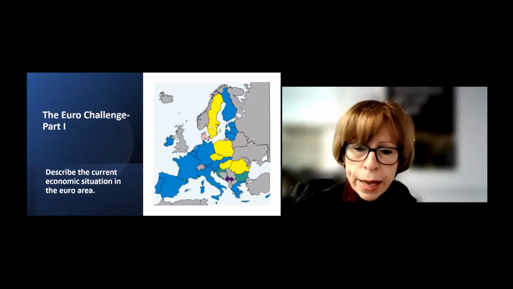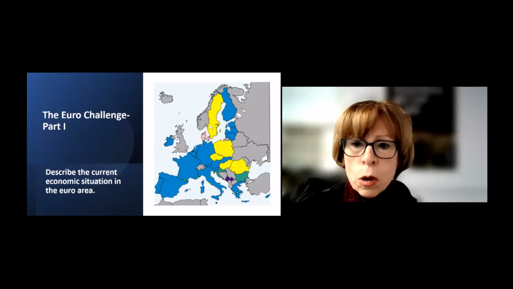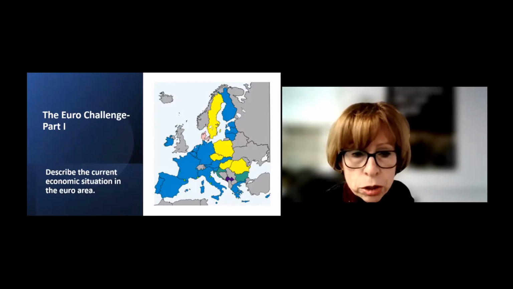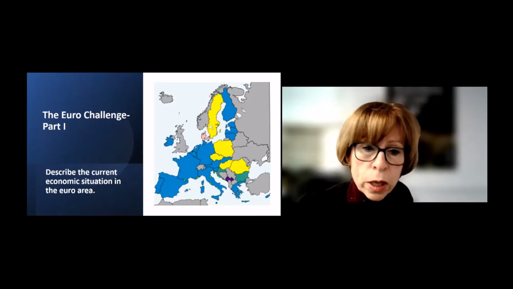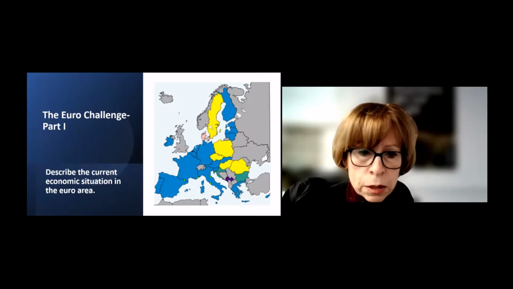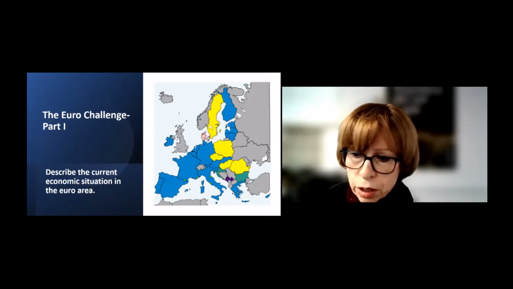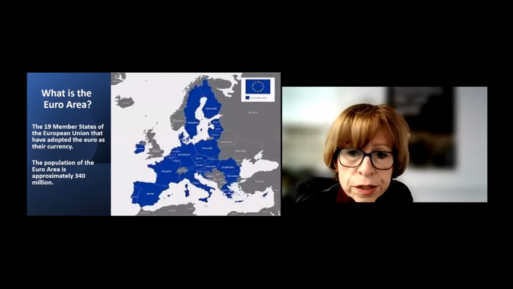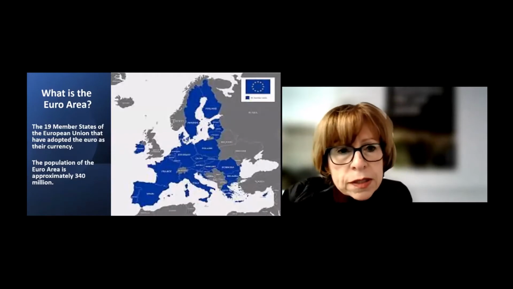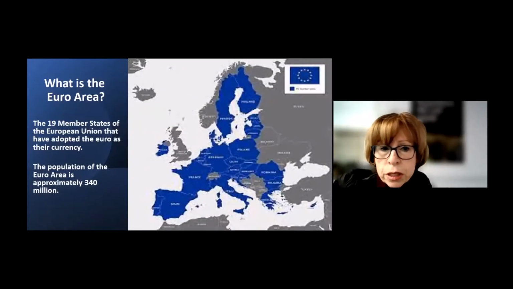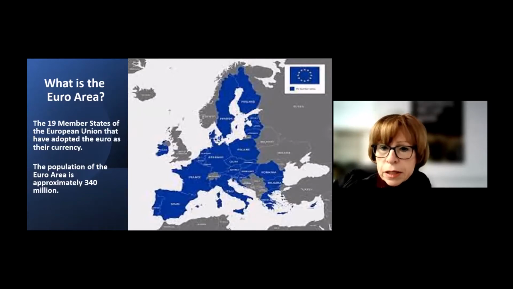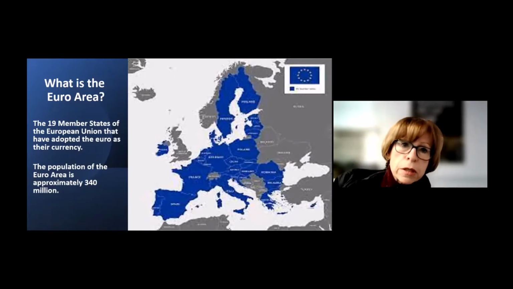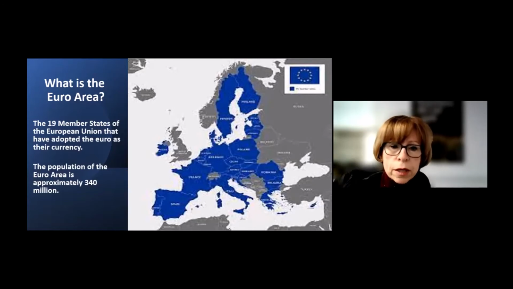So with that, my challenge today is to walk you through the first part of the challenge and give you some tips and information about what is needed in the first part, which is to describe the current situation in the Euro area. Just as a reminder, the Euro area is the 19 states of the European Union that use the Euro as their currency. It's an interesting factoid that the Euro area's population is about 340 million, which is comparable to the US.